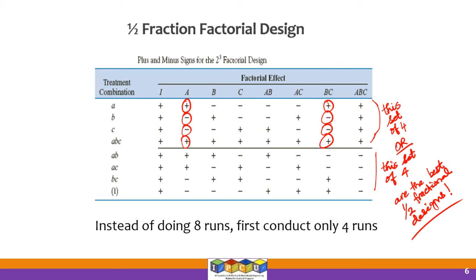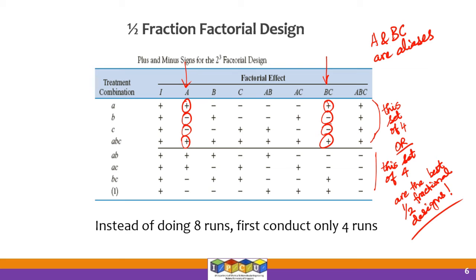This column and this column are identical. So we will say that A is aliased with BC. A and BC are aliases, right? So these effects will be confounded. You cannot separate these two, all right?